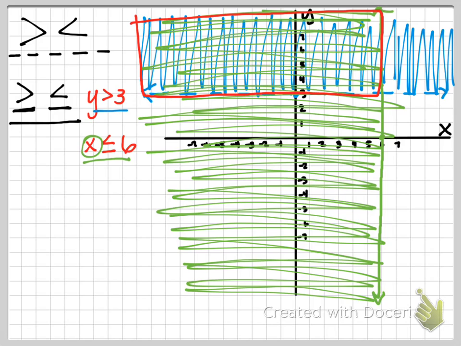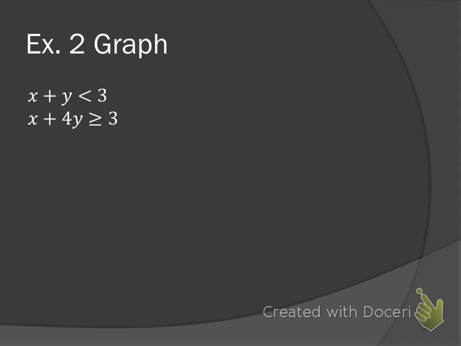Okay, so let's do example 2. It gets a little more complicated. You say, wait a second, there's an x and a y. Guess what? We graph it just like we would a regular line. So we put it in y equals mx plus b form. You say, but there's no equal sign. That's okay. We're going to use our greater than or less than sign, so I know exactly what kind of line to draw and where to shade.